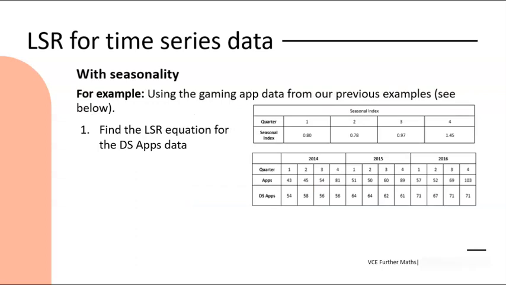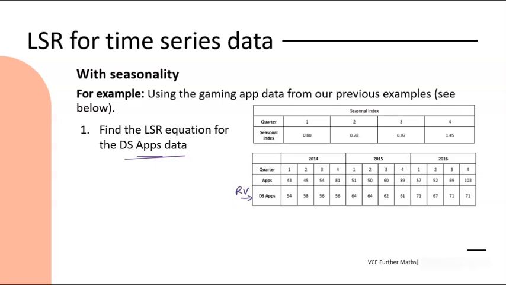Okay, so we're running through with the same gaming app data information that we had from the previous examples. And what we're being asked to do first is find the least squares regression line for the deseasonalised data. So that means I'm going to enter this data here as my RV list, the deseasonalised data. The other thing with this set of data as well is I'm going to need to use a time code.